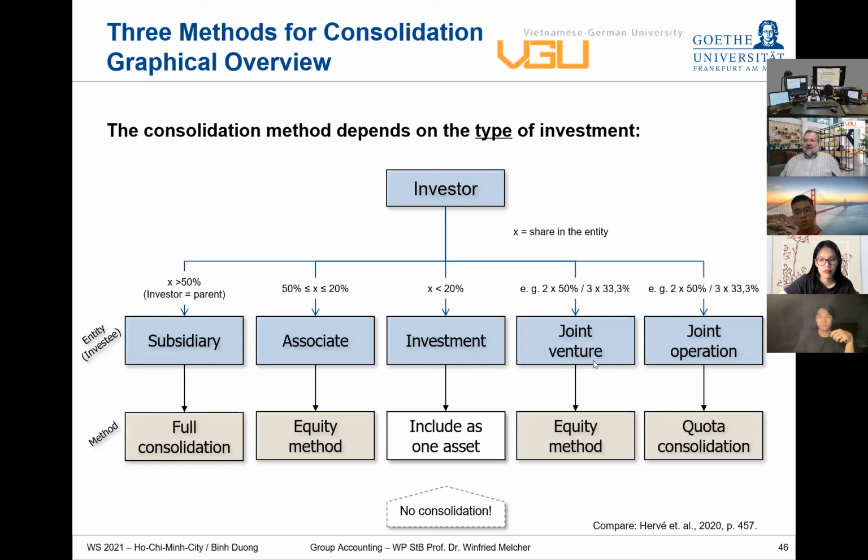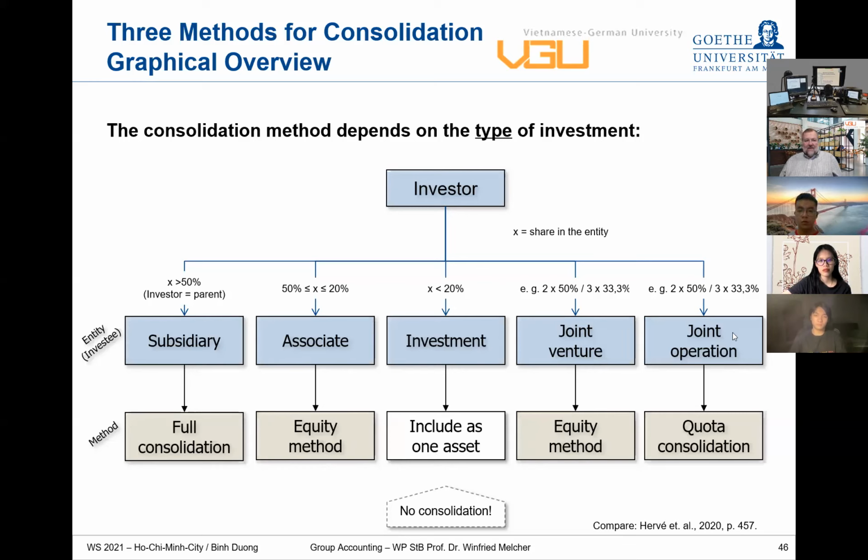So when the joint venturers have only access to the net assets, then we have to consolidate the joint venture using the equity method. That is one line consolidation, as if it was an associate. So the 50% is consolidated using the equity method when the joint arrangement is a joint venture. So the venturers have only access to the net assets.